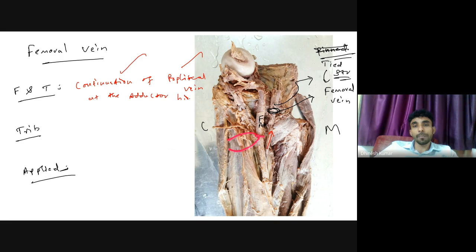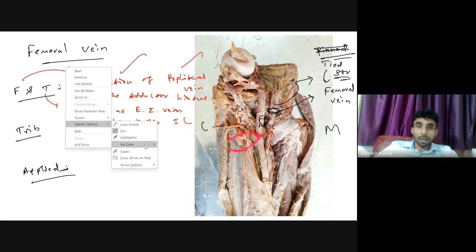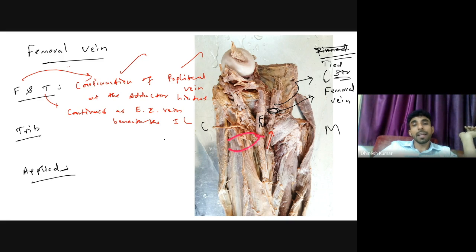What about the termination? The femoral vein continues as external iliac vein. Beneath the inguinal ligament, the femoral vein continues upwards as external iliac vein.